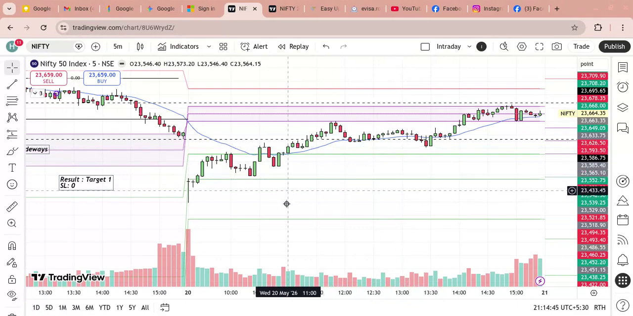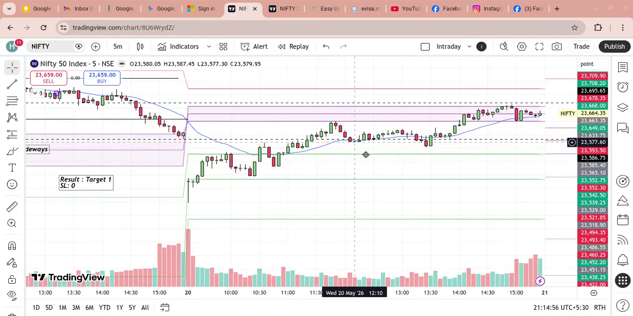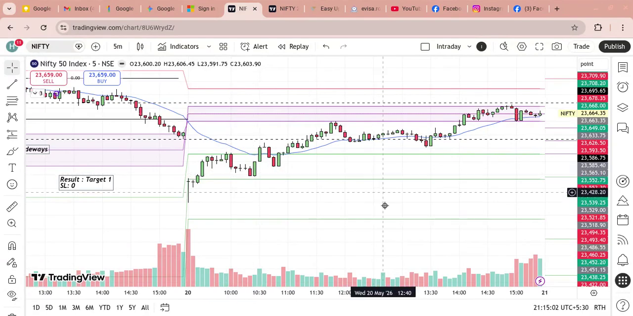So that's it. Today's result is the third candle target 1:2. Also, if you keep it, you have achieved your target somewhere here. And then after that, there is no trade. This is a low probability trade, so no trade. So the result is one target achieved. That's it.